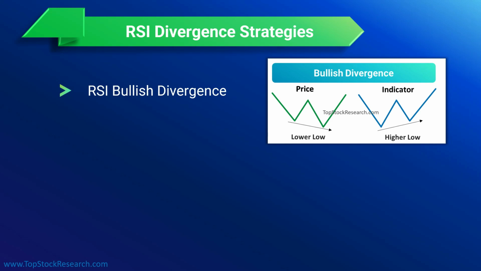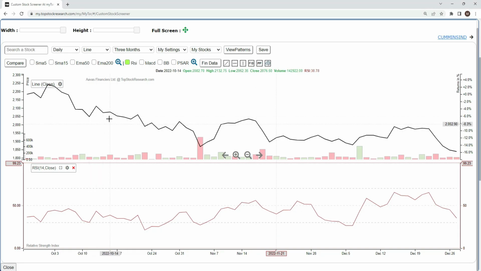Okay, so RSI bullish and RSI bearish divergence, right? So what is divergence? Remember, we have a price chart and then we have an indicator chart, right? Both are plotted one below another. So there's no way, unlike a moving average like this one, or a Bollinger Band like this.